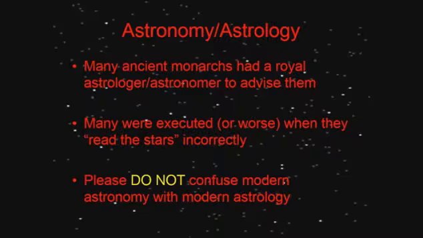And in the ancient cases, many ancient monarchs, kings, emperors, queens, they had a royal astrologer who was also technically their astronomer to advise them. So for instance, before going into battle, a king may consult his astrologer and say, can I win this battle? And he would look to the stars and tell him the patterns that he saw and what was in the sky and tell him yes or no. Obviously he was just guessing.